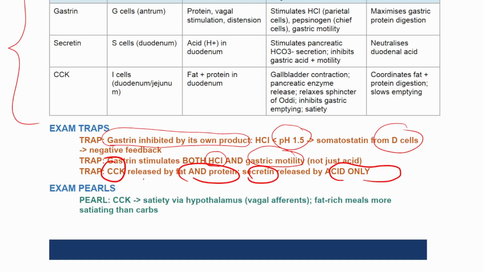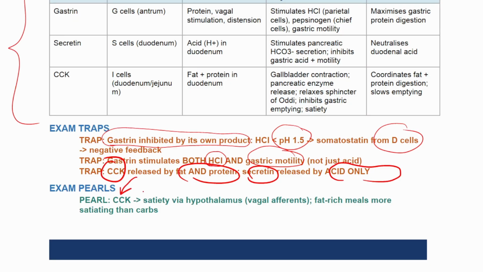A question that says acidic chyme enters the duodenum is asking about secretin. The stimuli are completely distinct even though both hormones act on the pancreas. When talking about this exam pearl, we will focus on CCK again.